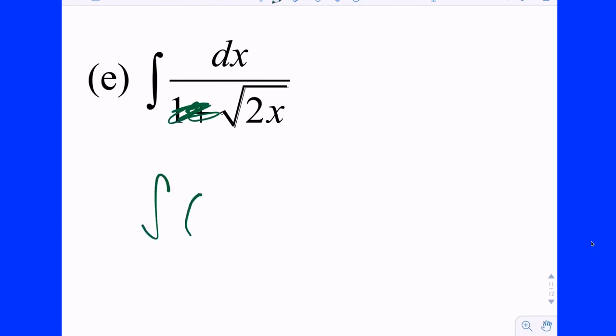I can just bring it to the top and say the whole thing's to the negative 1/2 power. Be off by 2, power rule, done. But that 1 messes things up.